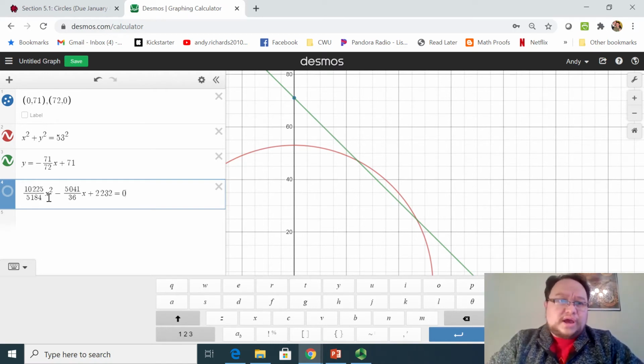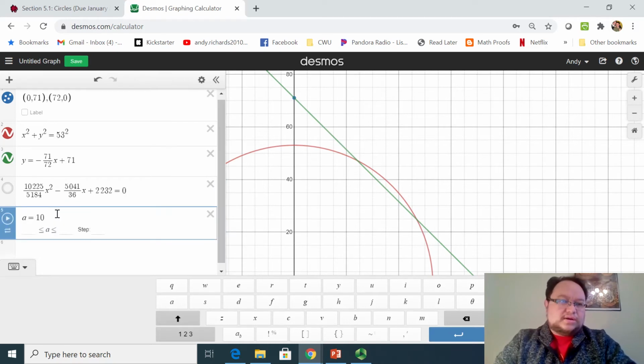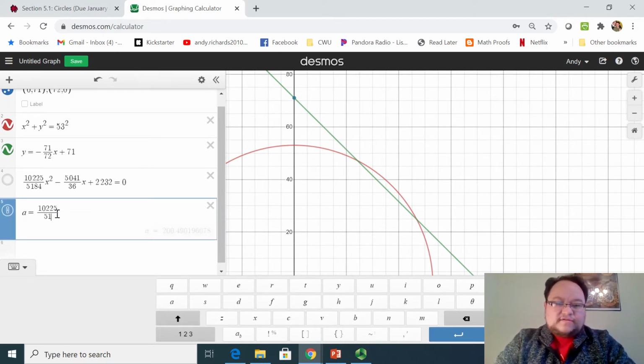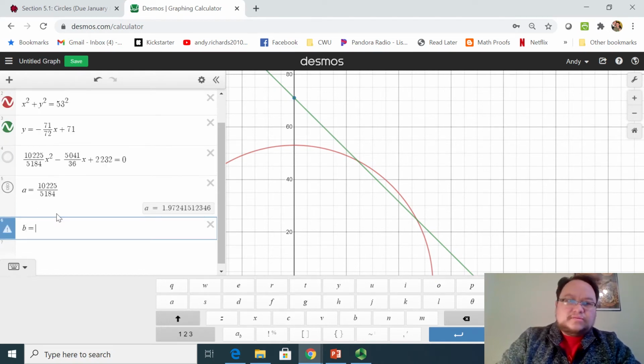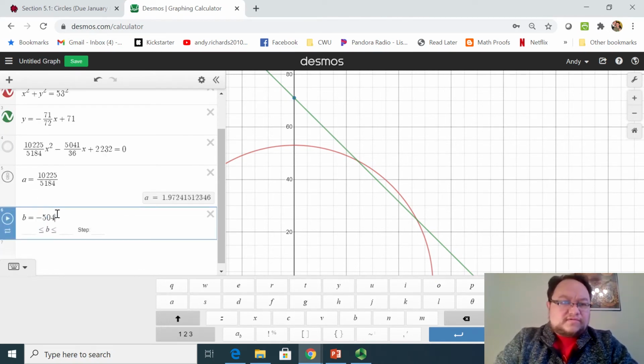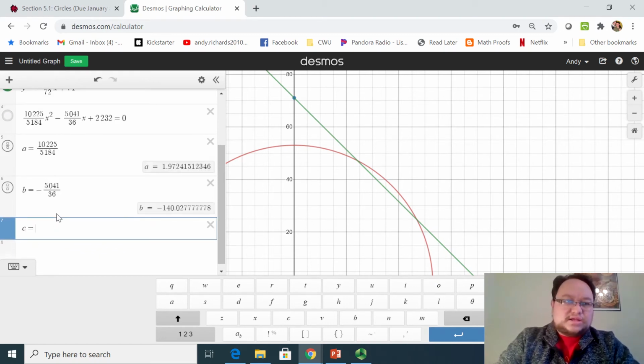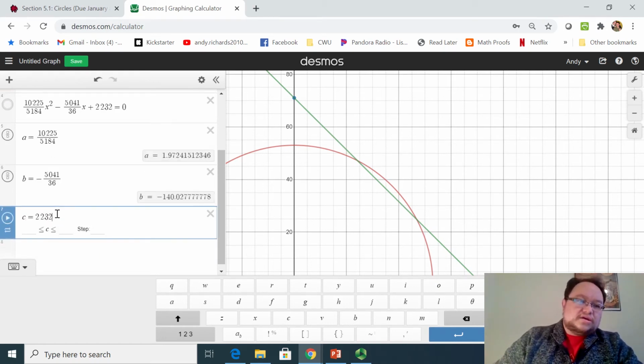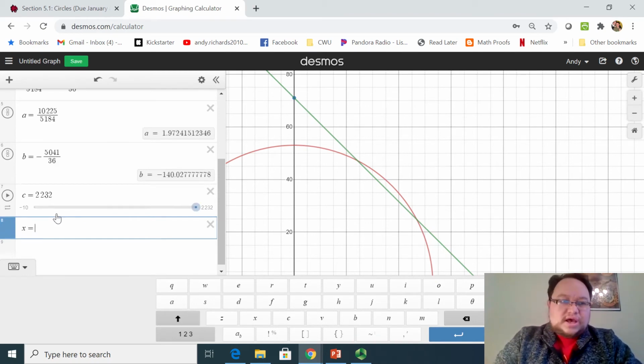And if you remember from pre-calc 1, what that means is we will at most have two solutions for it, which are going to be the x values for where the circle and the line intersect. So I can use the quadratic formula for that, where a is going to be my 10,225 5,184. B is going to be negative 5,041 36ths, and then C is going to be 2,232.